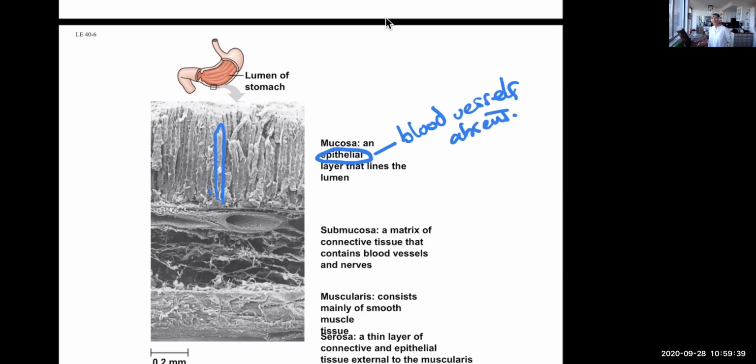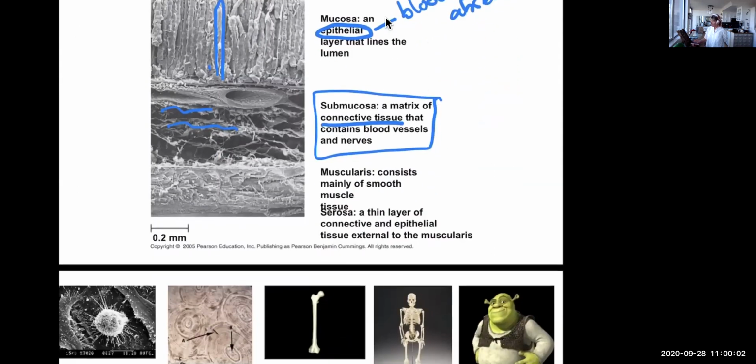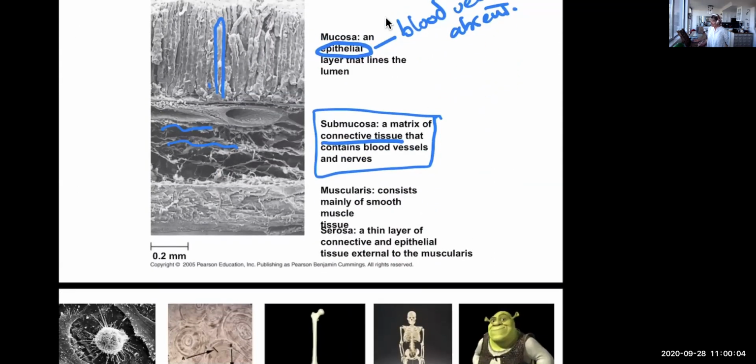Rather, the source of blood vessels comes from the submucosa. This is connective tissue. It's a different kind of tissue. And this happens to be fibers with lots of space between them, for blood vessels and also for macrophages that assist in immunity. Underneath that is another layer of tissue. This is muscle tissue, smooth muscle.